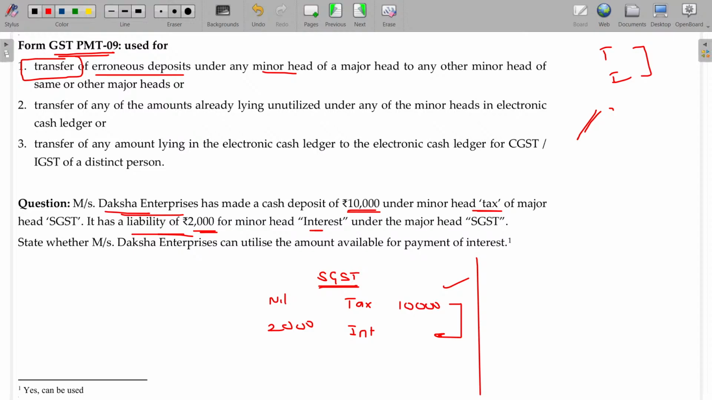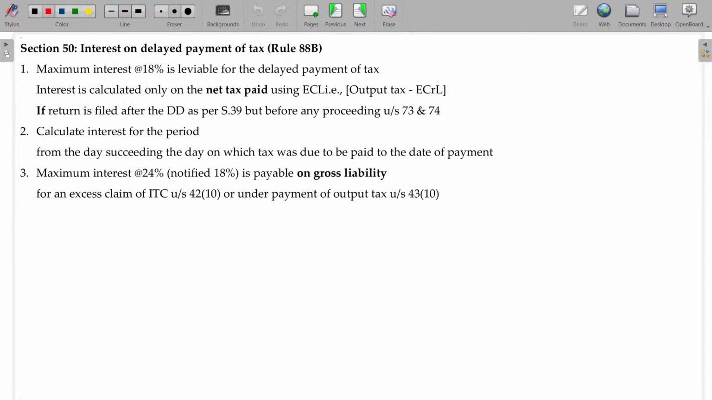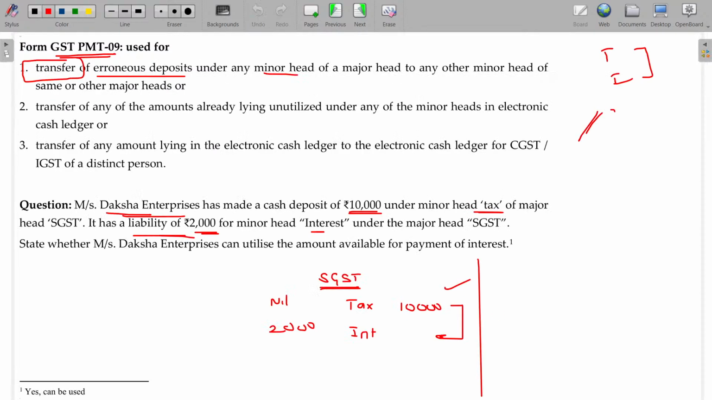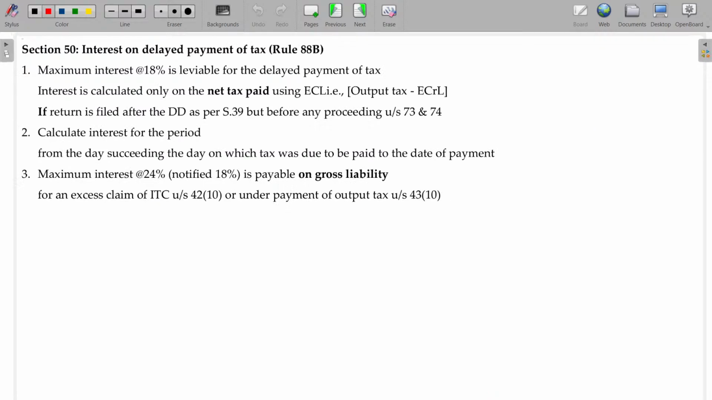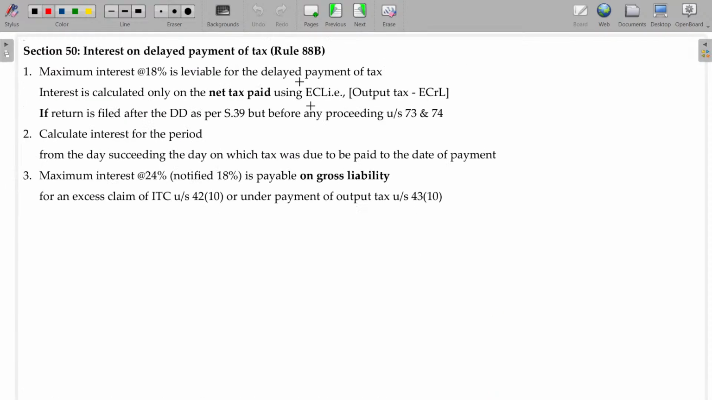You no need to further deposit, sir. That amount is different, sir. This amount you have to separately pay. No, you no need to do that. You can ask them to transfer the tax amount for the interest payment using the GST PMT-09. So with that, all the concepts of payment of tax are over. Now, interest payment.